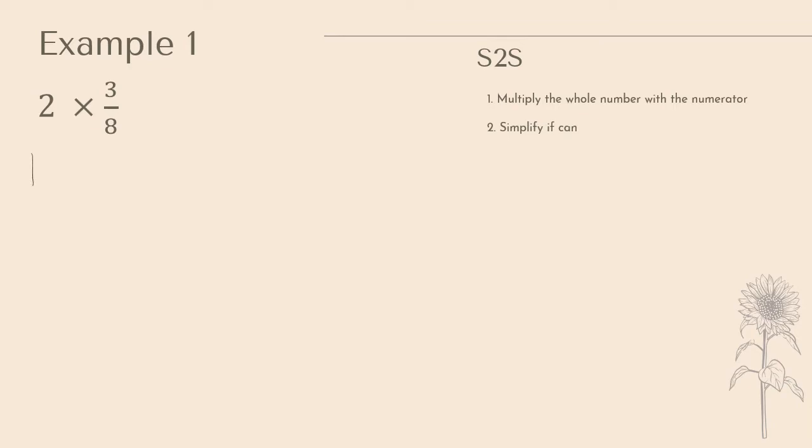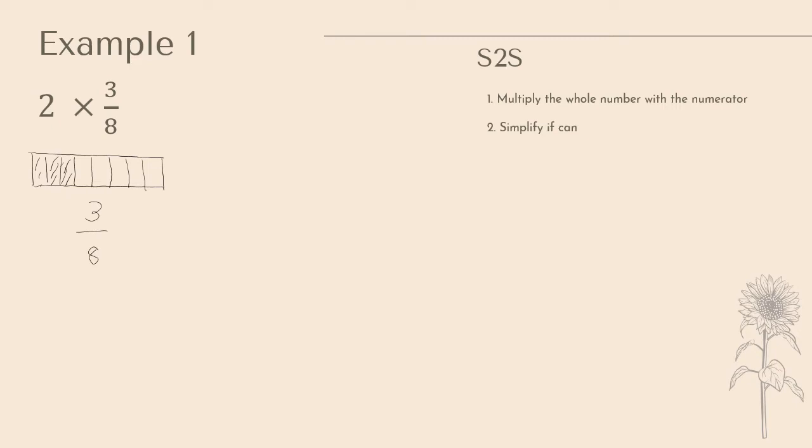So we have a chocolate bar and we are cutting it into 8 parts. 1, 2, 3, 4, 5, 6, 7, 8. Let me just get rid of the extras. And then we need to shade 3 because the numerator is 3. So this is how 3 out of 8 looks like. Now we need to multiply it by 2.